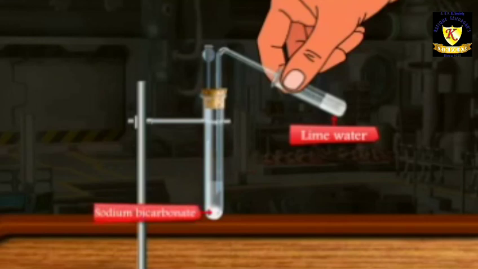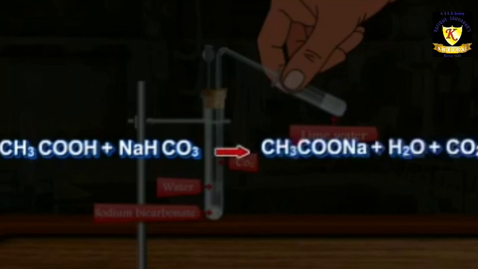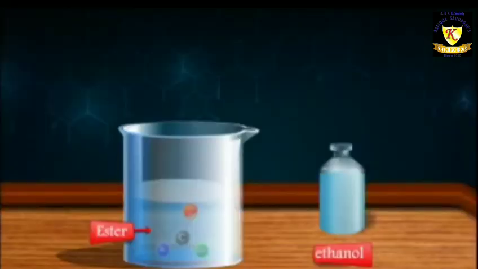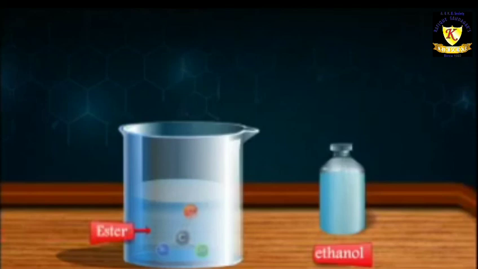If sodium bicarbonate is used instead of sodium carbonate in the above activity, similar observations are obtained. CH3COOH plus NaHCO3 gives CH3COONa plus H2O plus CO2. Now the next. Substances having ester as the functional group are formed by a reaction between a carboxylic acid and an alcohol.